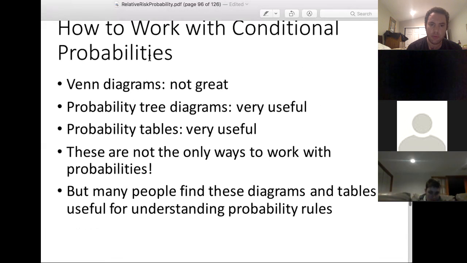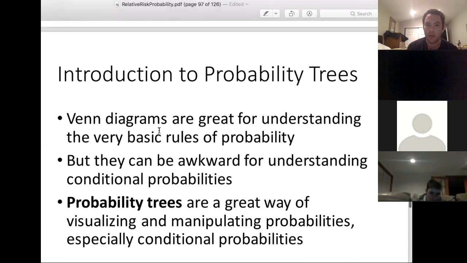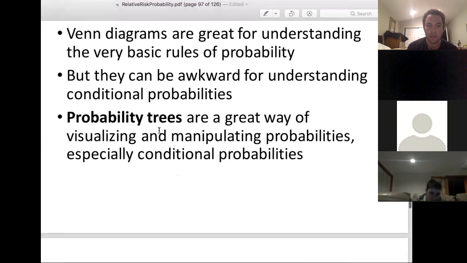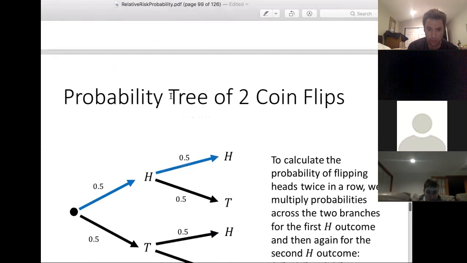So with conditional probabilities, we usually use either a probability tree diagram or a probability table in order to understand it, because they're easier to illustrate, and it's a little bit easier to understand as opposed to using, let's say, a Venn diagram. So here we have a probability tree. We can look at the chance of getting heads or tails with a coin flip. And so here we have the coin flip, and we can draw an arrow to heads and an arrow to tails, and the probability of both is 0.5. We can add up the two and get 1.